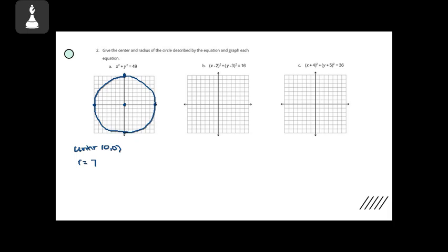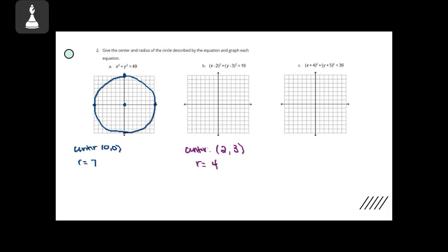So let's look at the second one. The second one is x minus 2 quantity squared plus y minus 3 quantity squared equals 16. So to get the center, you're going to take the exact opposite of what's here. So if it says minus 2, it's 2. If it's minus 3, it's 3. And then we need our radius. Well, the radius squared is 16, which means the radius is the square root of that, or 4.